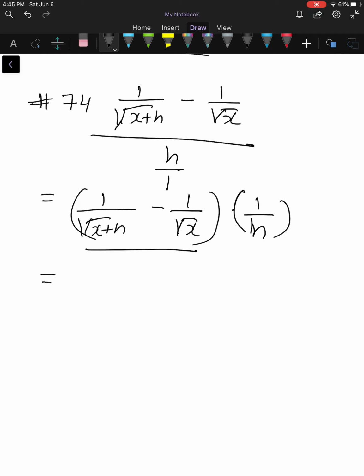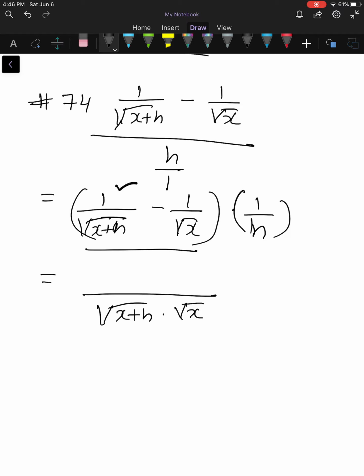Okay, now this is a compound fraction. We have to subtract two rational expressions. So how do you do that? Take the LCM. That would give us square root of x plus h times square root of x, because they are distinct factors themselves, and you do not have any power.